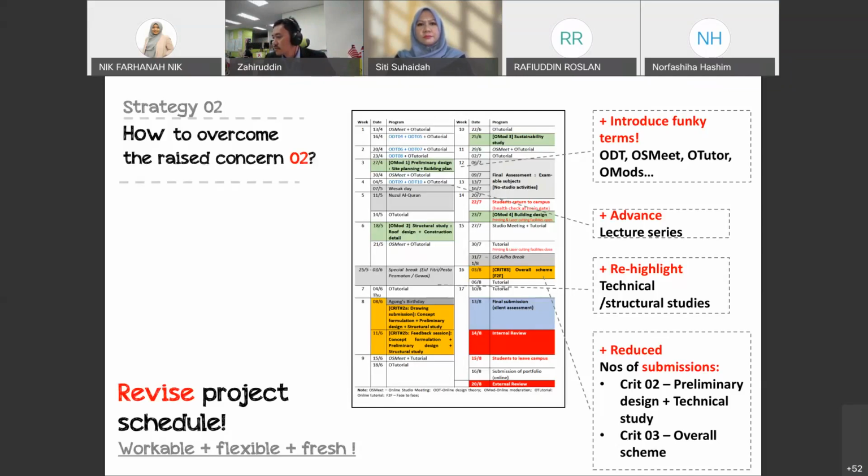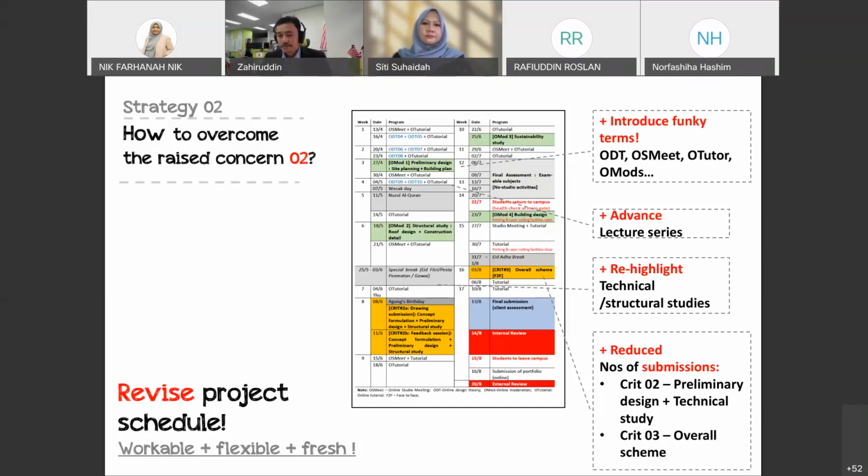Then lastly is when I reduced the number of submissions. Of course, this was instructed by the department because we wanted to have less assessment, but more focus. So this is what we did. Rather than have 5 different crits, I merged some of the crits. So we only had 3 crits back then.